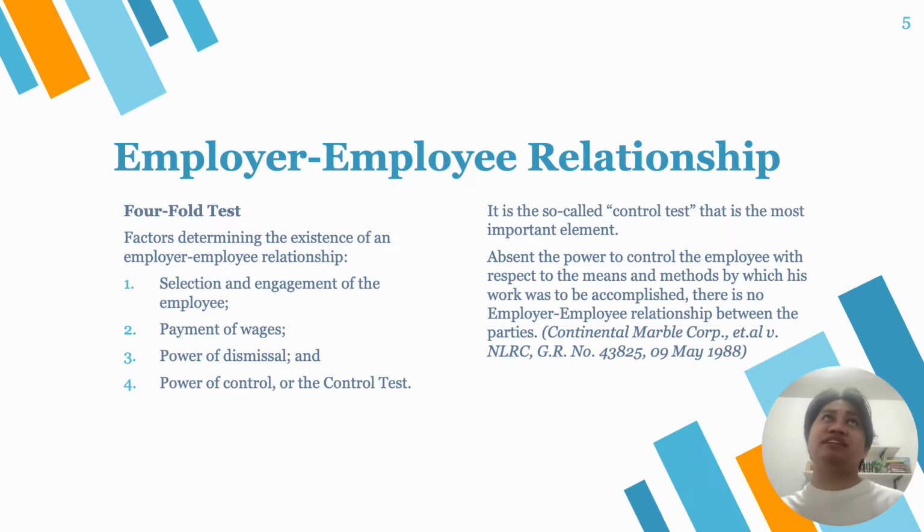And how do we actually distinguish the absence of power of control here? Because there are certain individuals who are selected and engaged to work, they are paid or compensated for the services they're rendering, and they could also be dismissed or terminated from that particular engagement. But the purported employer does not control the means and methods of working. The primary concern of that particular purported employer is really the objective, the goal.